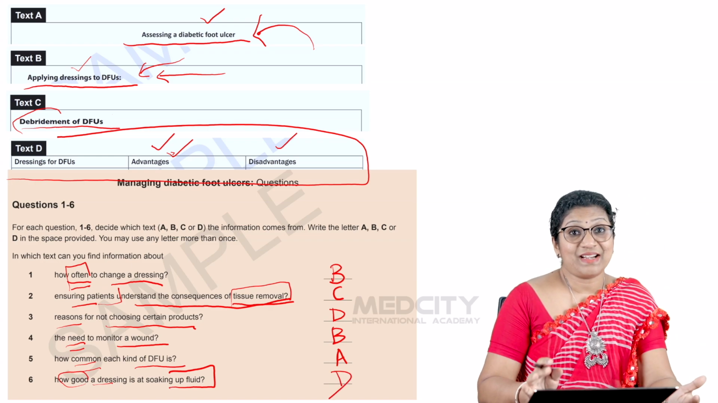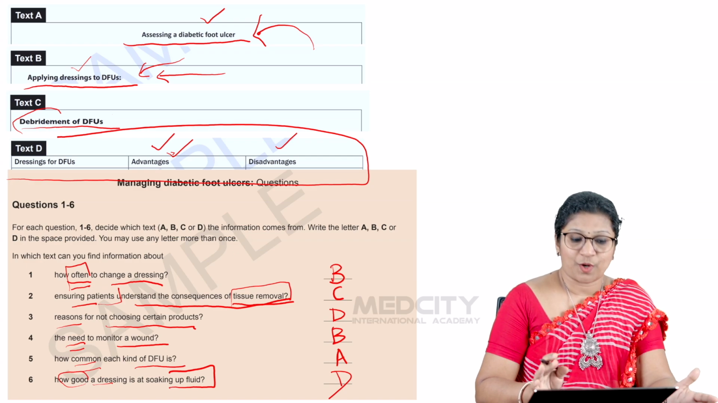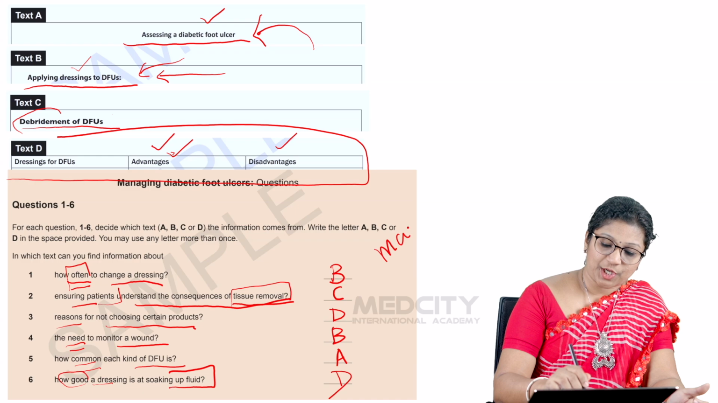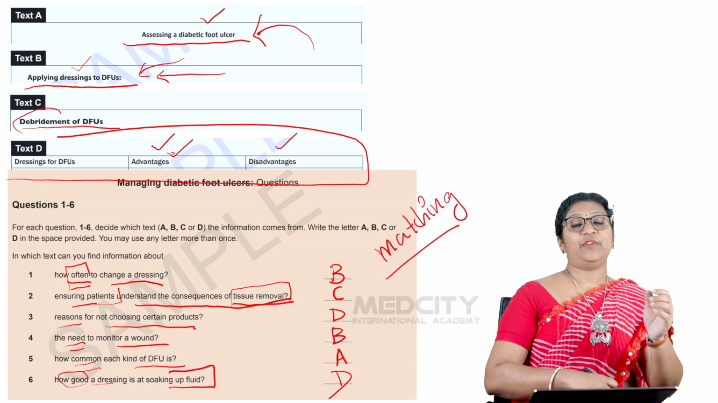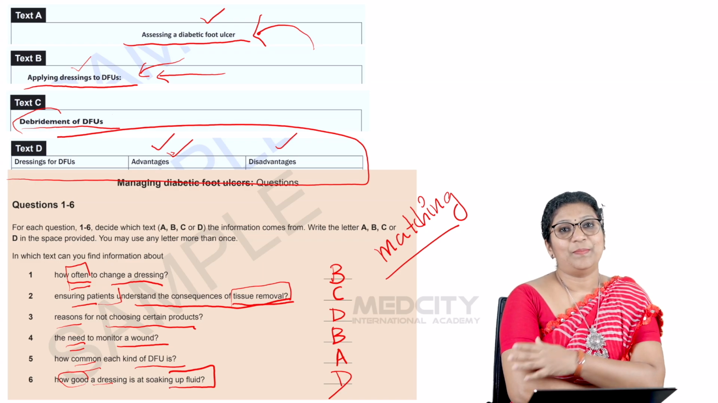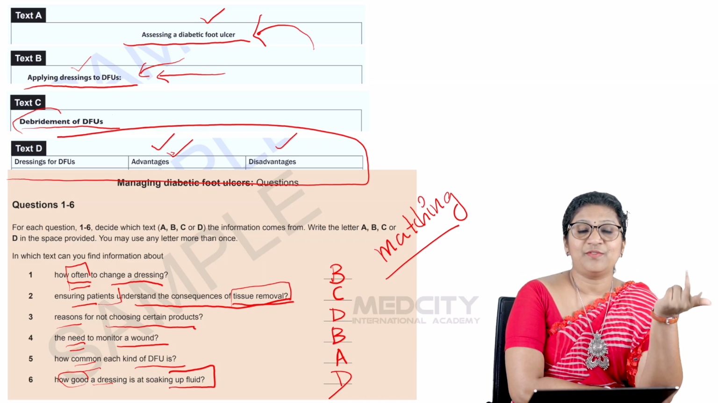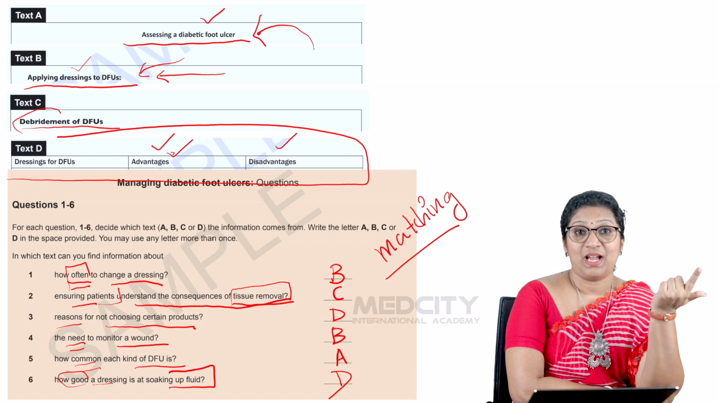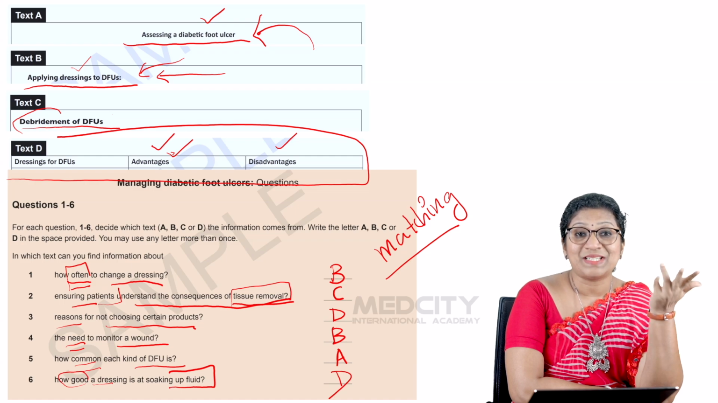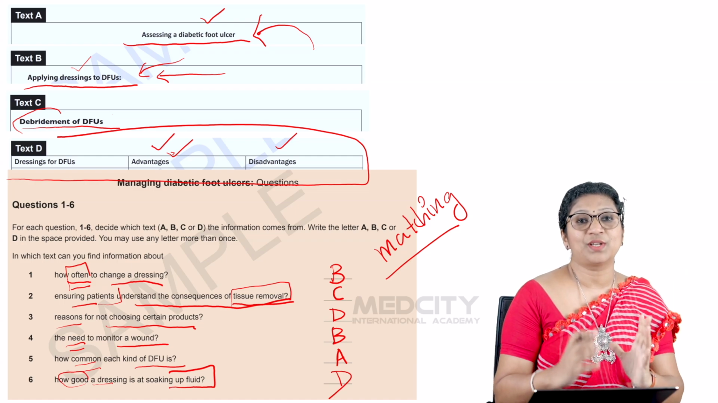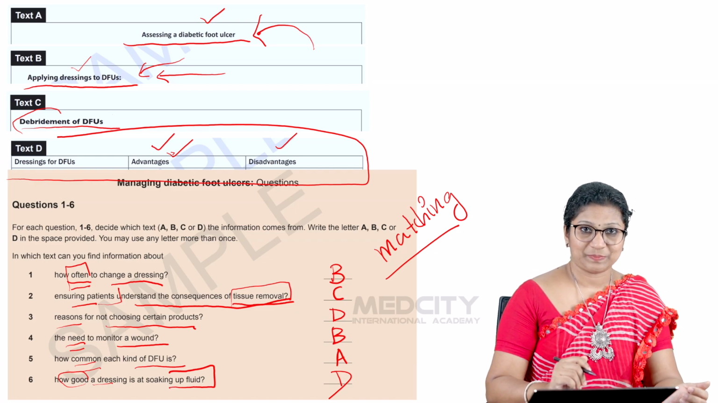So what have we done here? We have basically solved questions 1 to 6, the matching set, just by referring to the headings, because from the headings we know what to expect in the paragraph or in the text below, right? Assessing a diabetic foot ulcer, we know it will have information about what a diabetic foot ulcer is, types, and what you need to look out for, maybe symptoms, signs, all of it is mentioned in assessing. So we know what the content is just by looking at the heading.